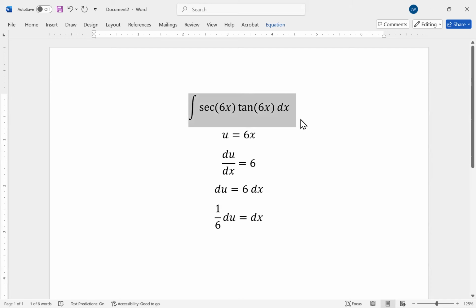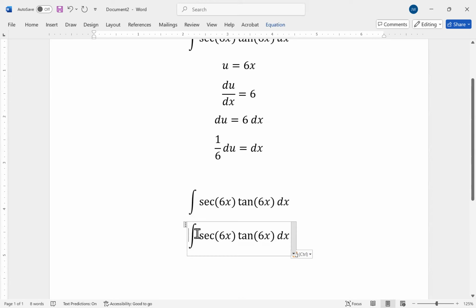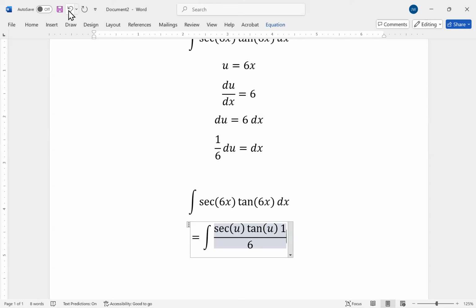So that'll be my differential exchange: 1/6 du is equal to dx. I do all of that in prep work of my integration, and now we're ready to integrate. So 6x is going to get replaced with a u. This 6x will also get replaced with a u. So we have two 6x's that we're replacing with a u. And the dx gets replaced with a 1/6 times du.